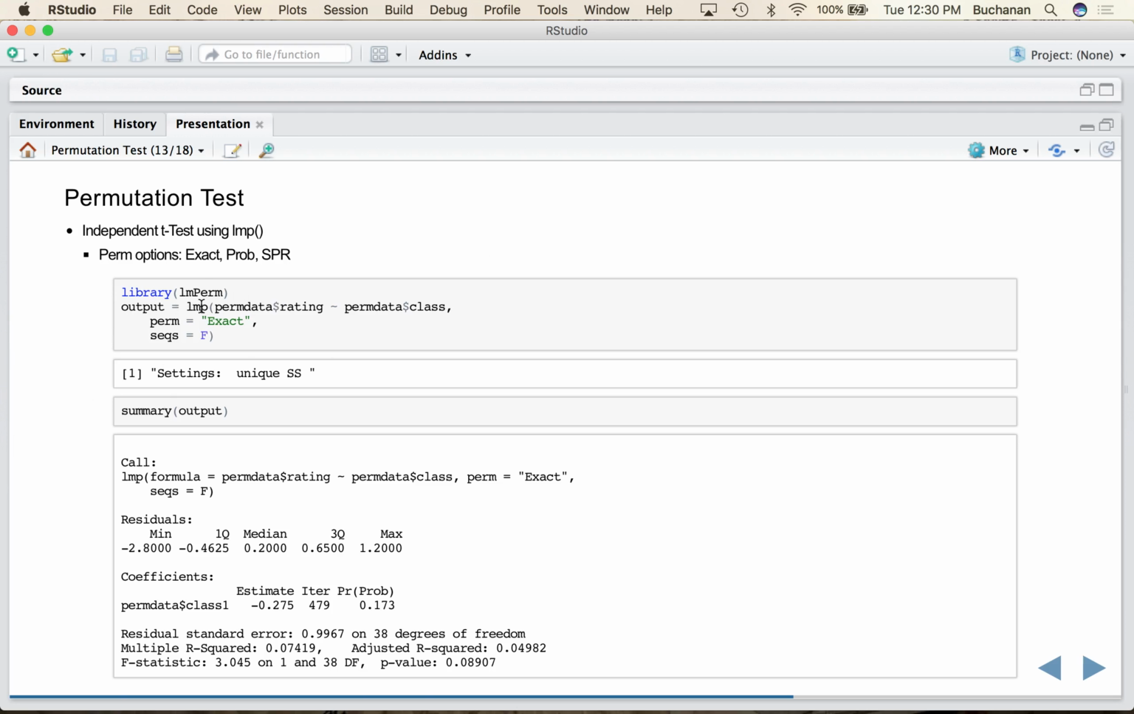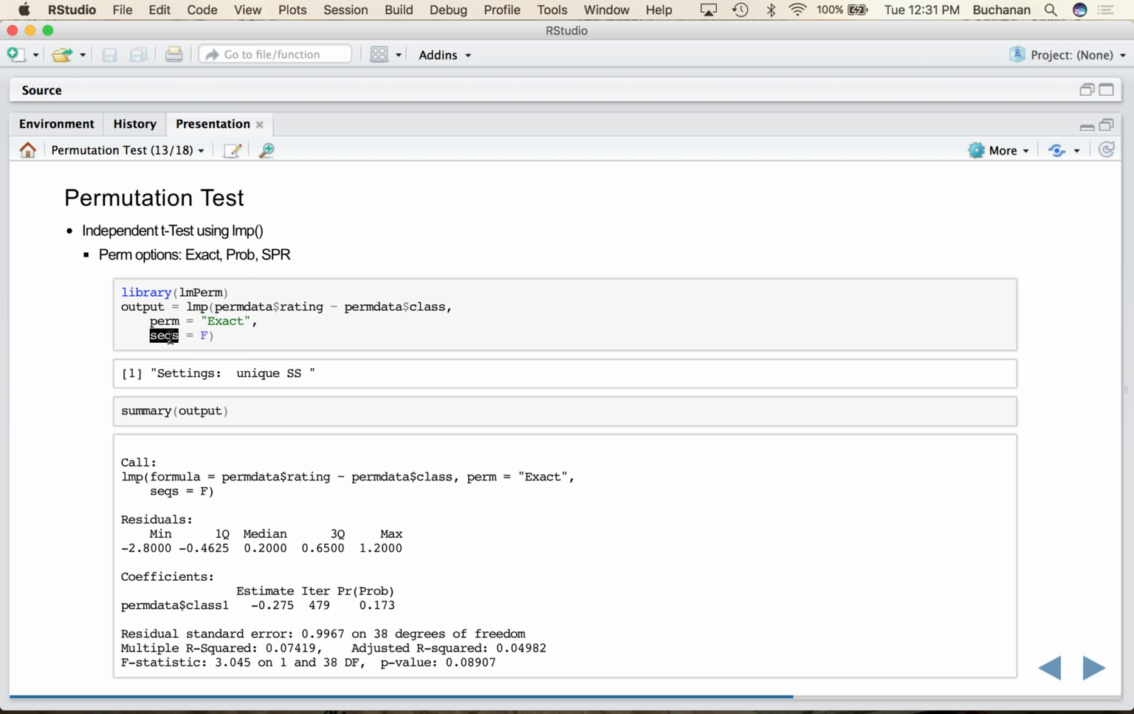Right, so I ran this as an lm just to show you the lm options, and it's the same setup. So it's Y is approximated by X here. Your perm option here, there's Exact, Prob, and SPR. I think the two that you'd want to use is either Exact or Prob. If you're using Exact, you need probably a smaller sample size because Exact will give you every possible permutation of your data. Prob will give you a good estimate, and then I don't totally get exactly what's going on with SPR. So I would recommend the first two, and then if you like the last one because you understand what's going on, go for it.